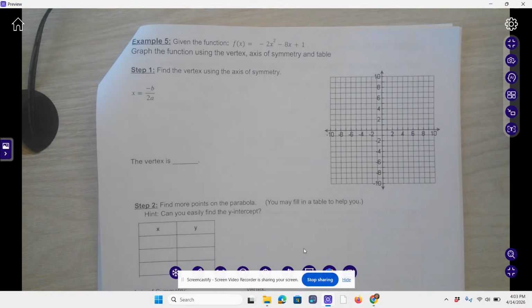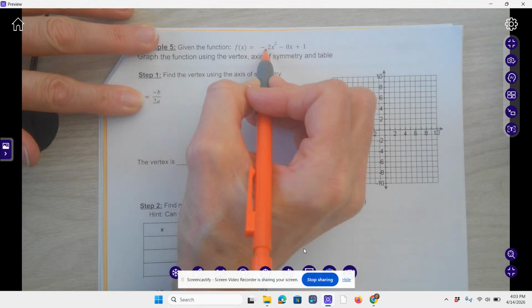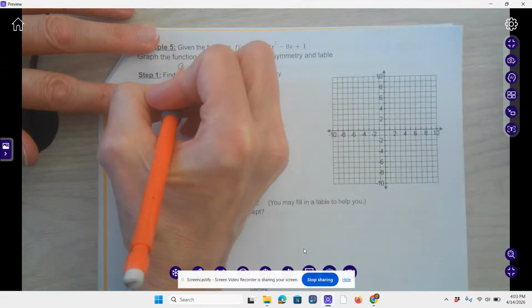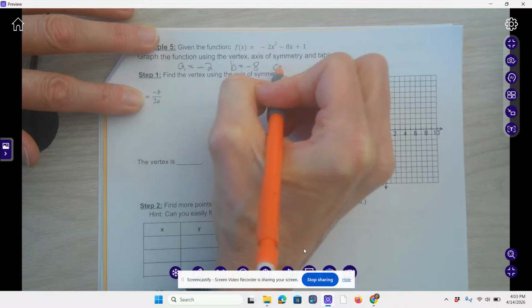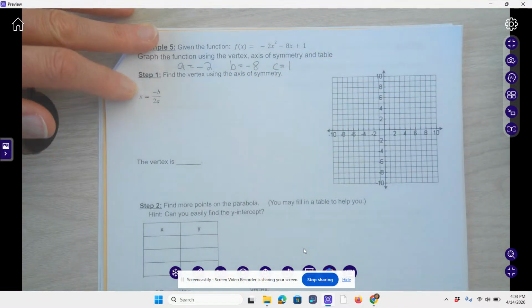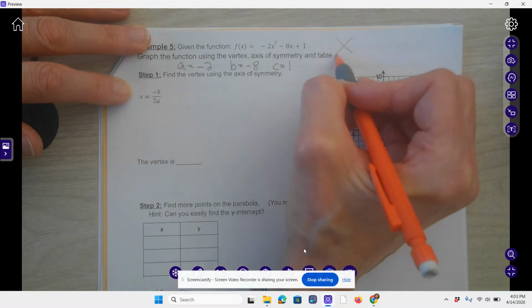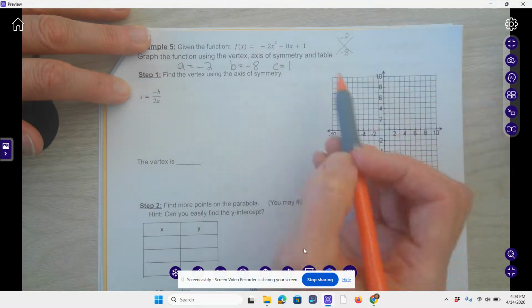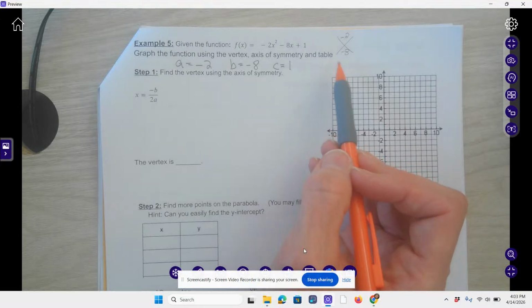So same thing, this one's a little trickier because we have some negatives, but let's begin by writing our A, B, and C. Our A is -2, our B is -8, and our C is 1. So A equals -2, B equals -8, C equals 1. Okay, now this one is not factorable. I can show you real quick, but we would have -2 up here and -8 here. Well, there's no way you're going to find two numbers that multiply to give you -2 and add to give you -8.